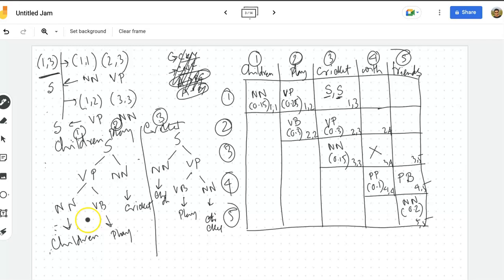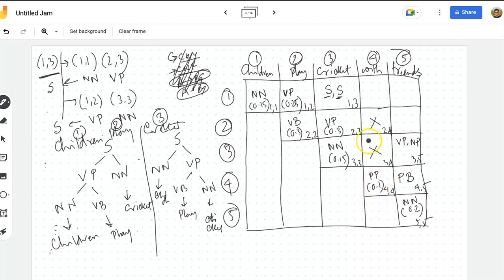Okay, so similarly you can fill all the other fields. So you can fill this field, this field, this field, this field, this field. If you just do it as it is, as per this, I'm just writing. So for 2 4 you will not get anything. For 3 5 you will get VP, also NP.